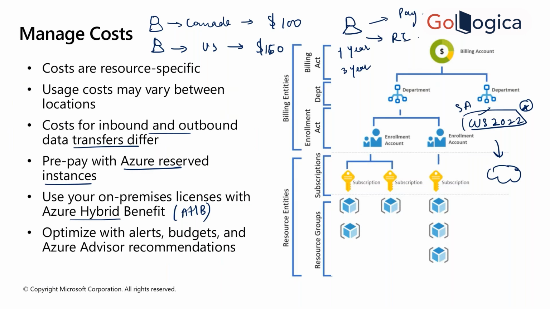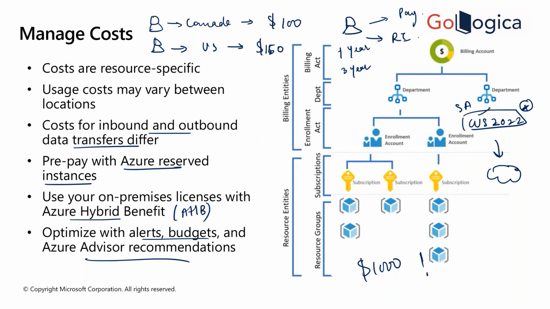The last point says you can optimize with alerts and budgets. You can create alerts and decide budgets in your Azure portal. Like if my subscription exceeds $1,000 in a month, send me an alert. That's alerts and budgets. There is also a tool, Azure Advisor, which gives you recommendations.